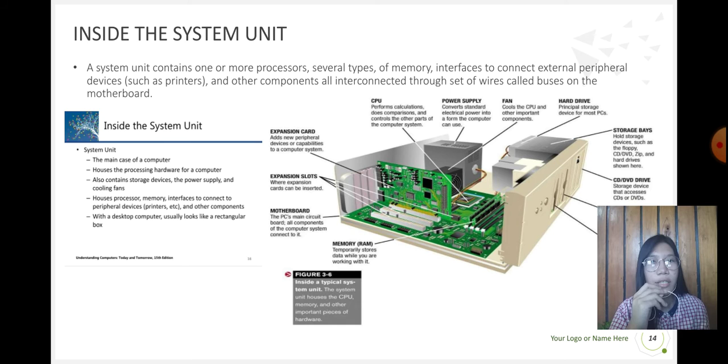And inside the system unit, a system unit contains one or more processors, several types of memory, and interfaces to connect internal peripheral devices such as printers and other components, all interconnected through a set of wires called buses on the motherboard.